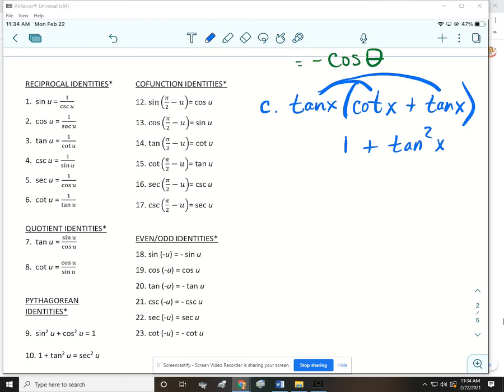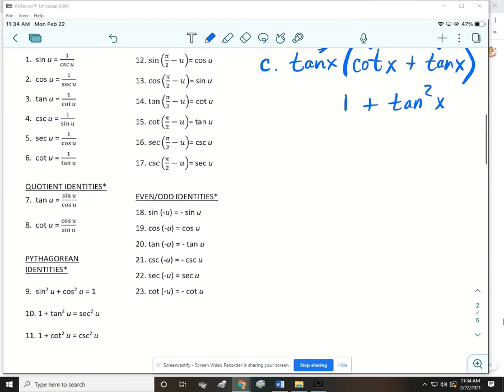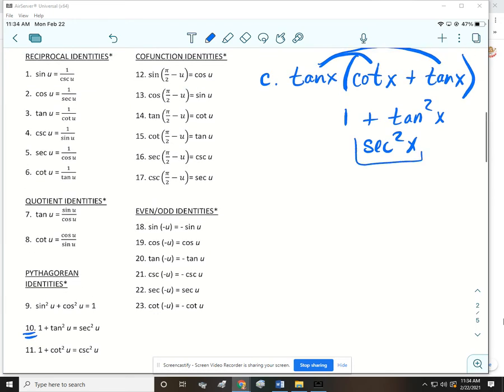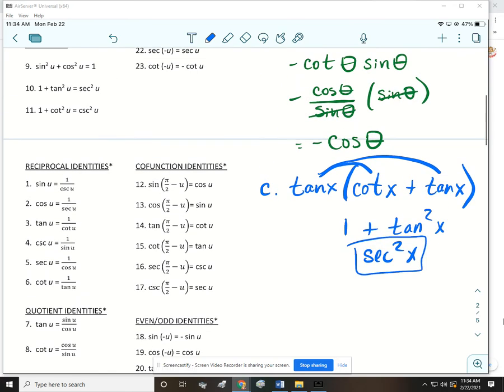Whenever you have a 1 and a squared trig ratio, we always look at the Pythagorean identities. So 1 plus tangent squared of x, that is number 10, and that's just going to be secant squared of x. And that's it. That's as simplified as it can go.